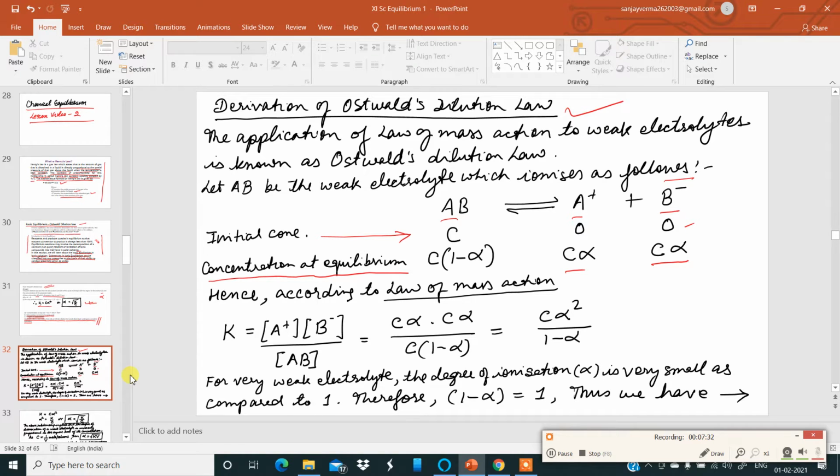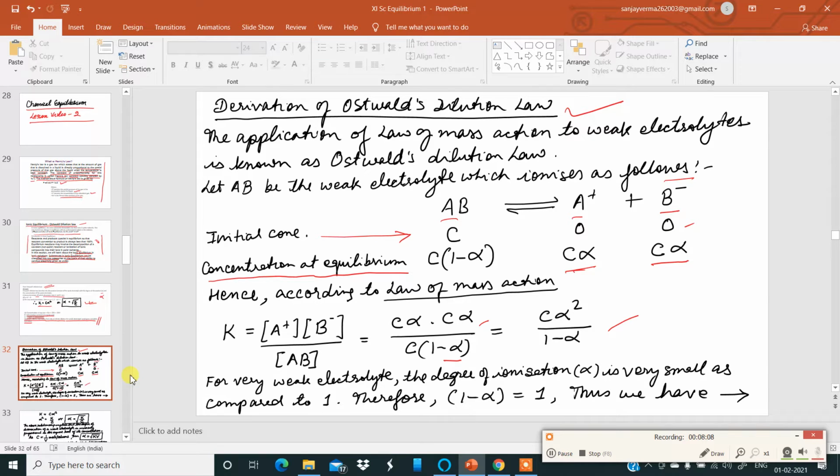Now if you apply the law of mass action to this weak electrolyte ionization, then we can write K, the equilibrium constant, is equal to the concentration of A plus into the concentration of B minus divided by the concentration of AB. Now putting the values at equilibrium, A plus is C alpha, B minus is C alpha, and down below the AB concentration is C into 1 minus alpha. That comes to C alpha square over 1 minus alpha, because C and C are cancelling. C into C is C square, so it is cancelling.